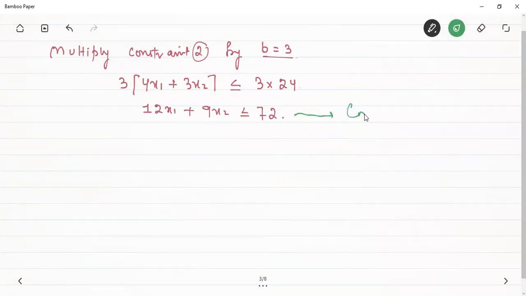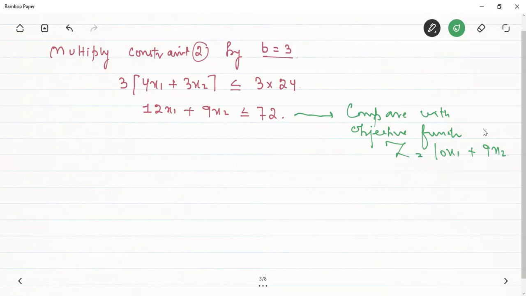Now compare with the objective function. The objective function is z is equal to 10x1 plus 9x2. So again, we can see that although the coefficient of x2 is 9 in both the inequality and the objective function, the coefficient of x1 in the objective function is 10, and in this inequality it is 12. Therefore, the objective function is still less than this inequality. That is, 12x1 plus 9x2 is greater than 10x1 plus 9x2 because x1 and x2 are non-negative.